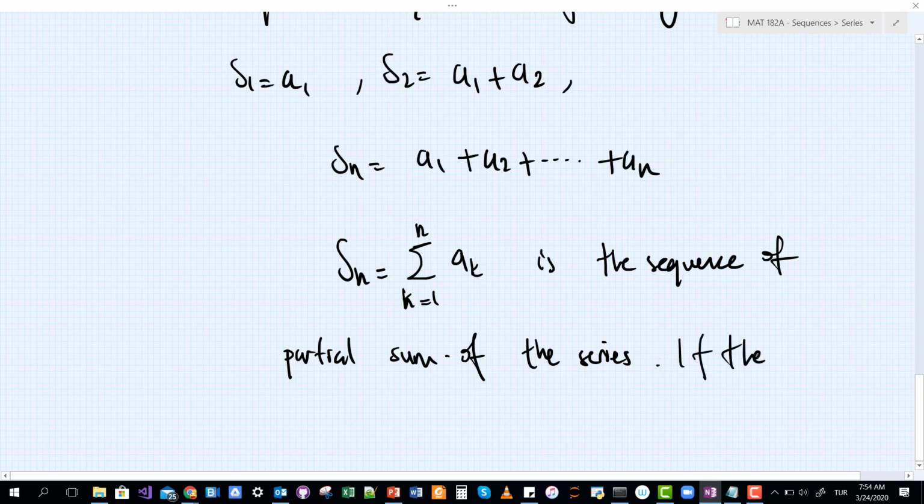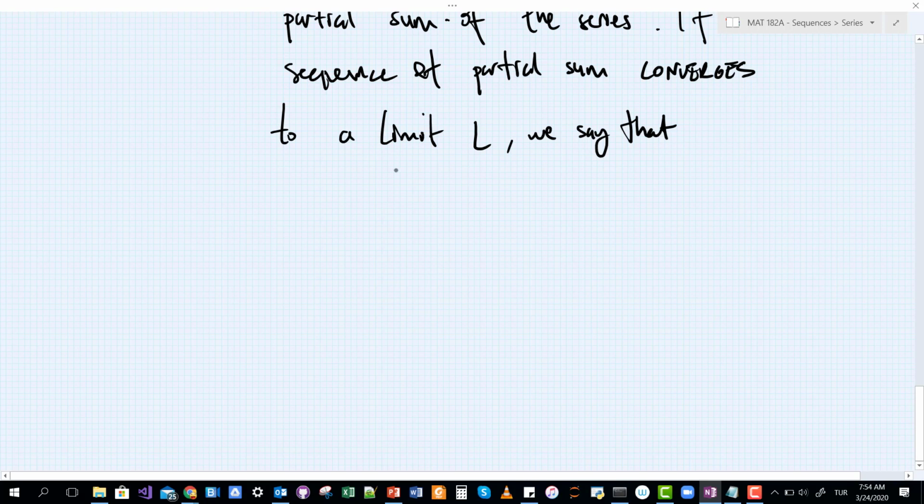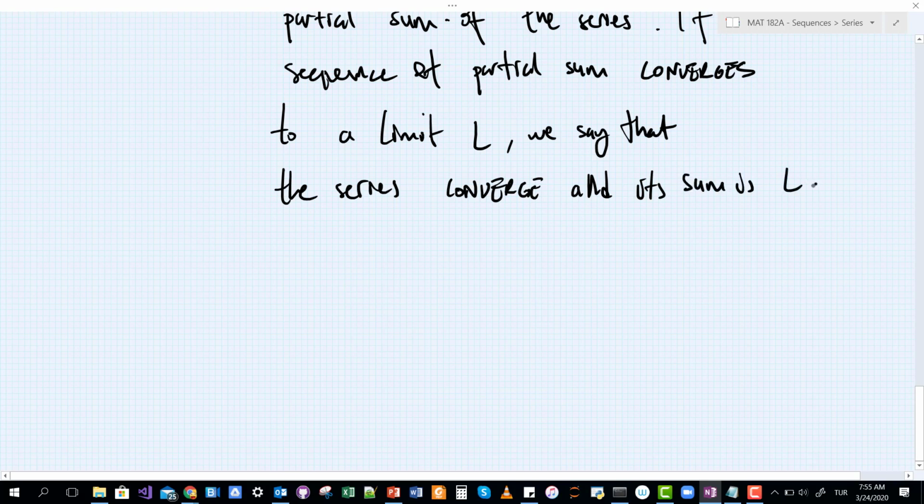If the sequence of partial sums converges to a limit L, as in the previous example, we say that the series converges and its sum is that number.